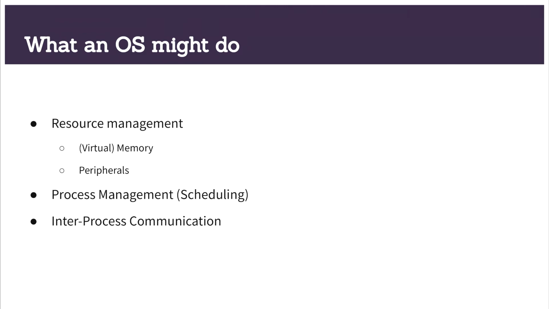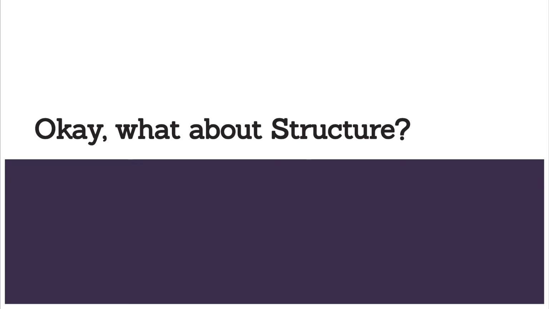And there are many forms of it, things like shared memory and message passing, but it can be a very important part of an operating system, and in most modern operating systems it is. Okay, so we know what an operating system really needs to do at its core. How about what an operating system is structured like?